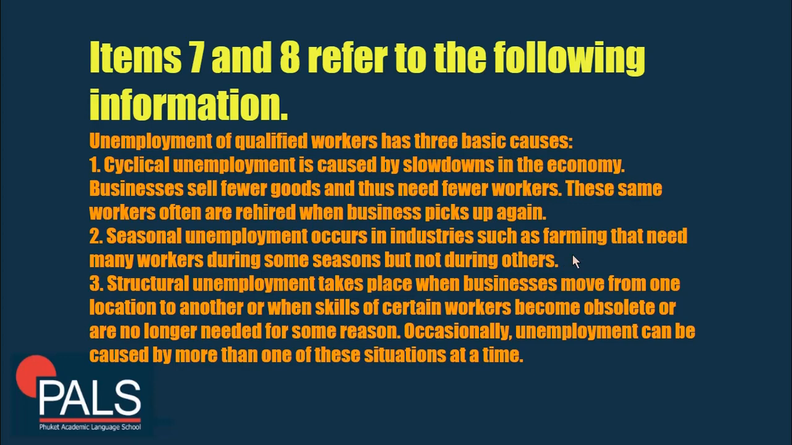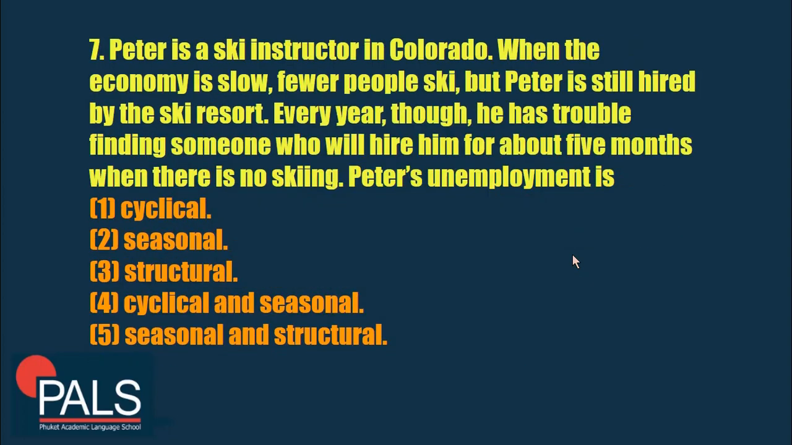Seasonal unemployment occurs in industries such as farming that need many workers during some seasons, but not during others. And number 3, structural unemployment takes place when businesses move from one location to another, or when skills of certain workers become obsolete or are no longer needed for some reason. Occasionally, unemployment can be caused by more than one of these situations at a time. So you can pause your screen, and then let's take a look at this.